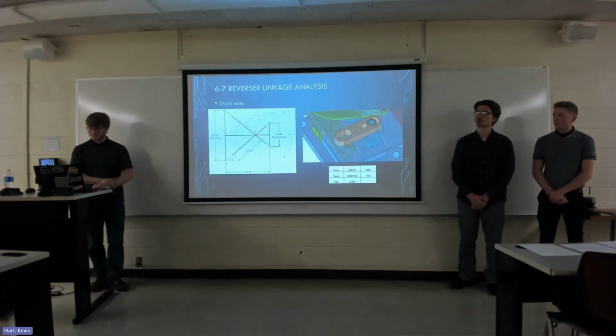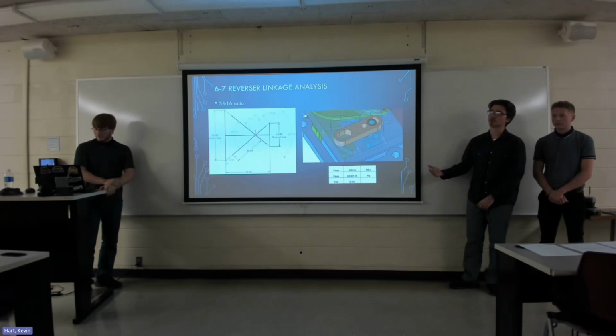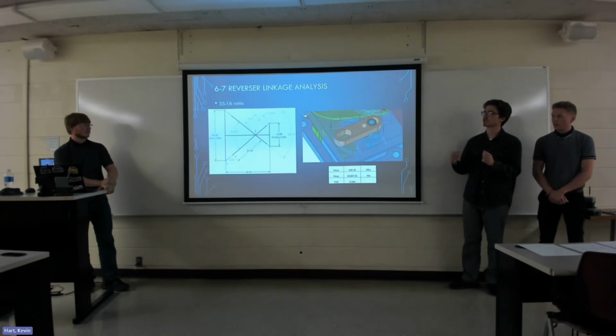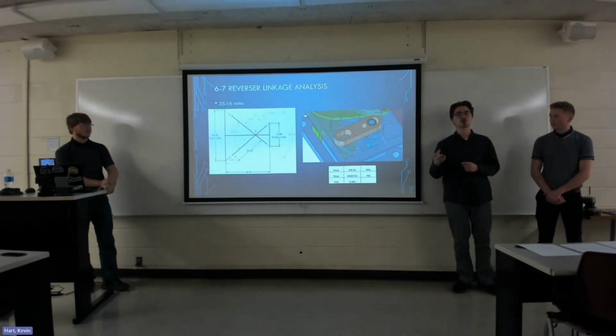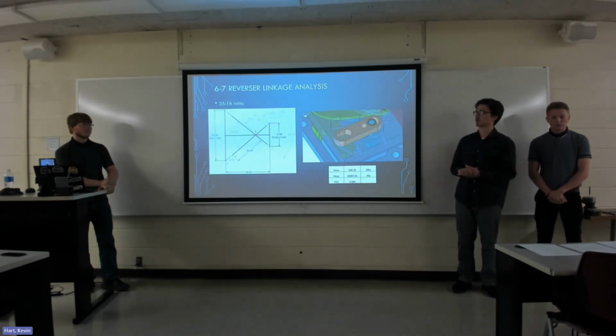And then going on to the last part of the mechanism, the 6-7 reverser. This is similar to the reverse and first mechanism, which we have to reverse the action of what's happening due to the shifter interface. Initially, we wanted to make vertical reversers, but with our constraints for the transmission tunnel, we could not do that. It took up way too much space.